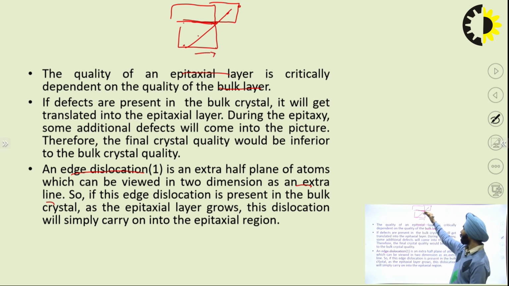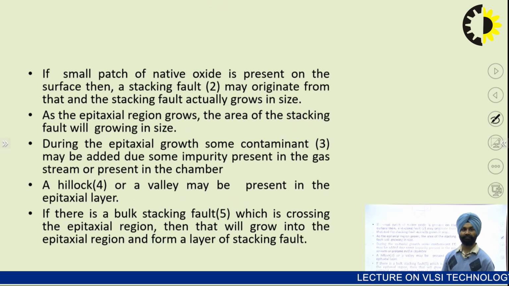So when another layer is grown over here, that again will be orienting in the same way, and it will give another edge dislocation. So the edge is bending somewhat inward or outward, depending upon the orientation or the deposition of the atoms over the previous layers.